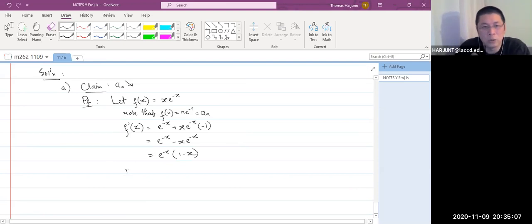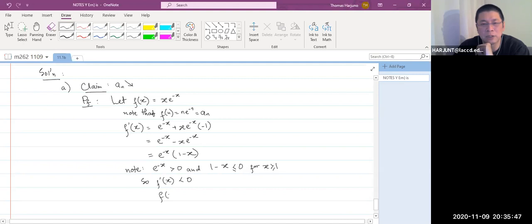Note that e to the negative x is always positive, for every x. And 1 minus x is negative for x greater than 1. I think I should say greater than or equal to 1. So f prime of x is negative, which implies the function is decreasing, and therefore the sequence is decreasing.